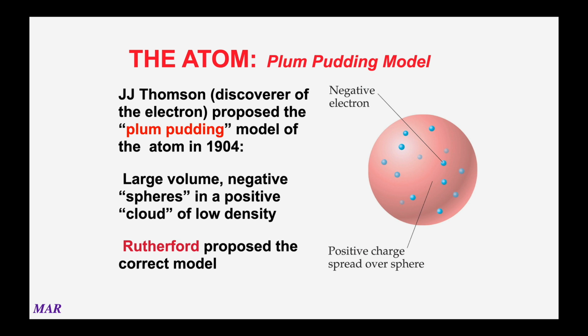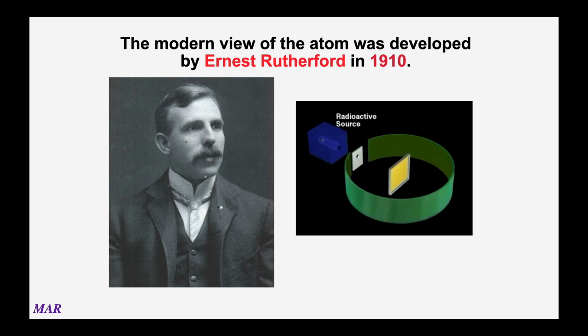up with the correct model with a really cool experiment called the gold foil experiment. In 1910, Rutherford and his co-workers were studying the angles at which alpha particles were scattered as they passed through a thin gold foil. Most of the alpha particles passed through undeflected. However, a few were found to be scattered at large angles, some even back in the direction from which they had come. This meant that they had collided with an object much more massive than the alpha particles themselves, yet so small that only a few alpha particles encountered them.